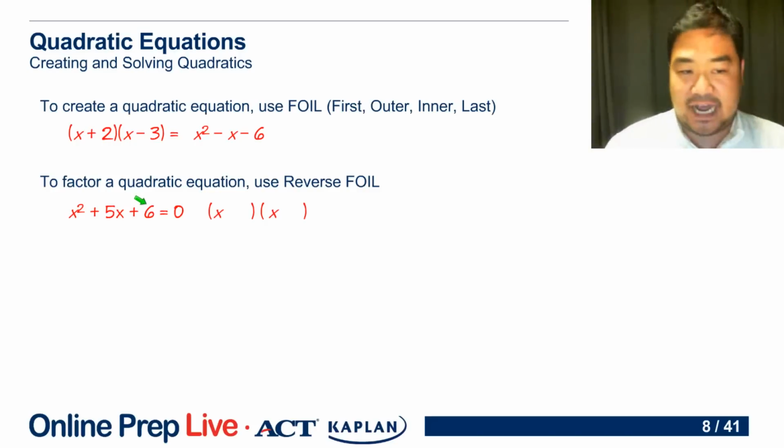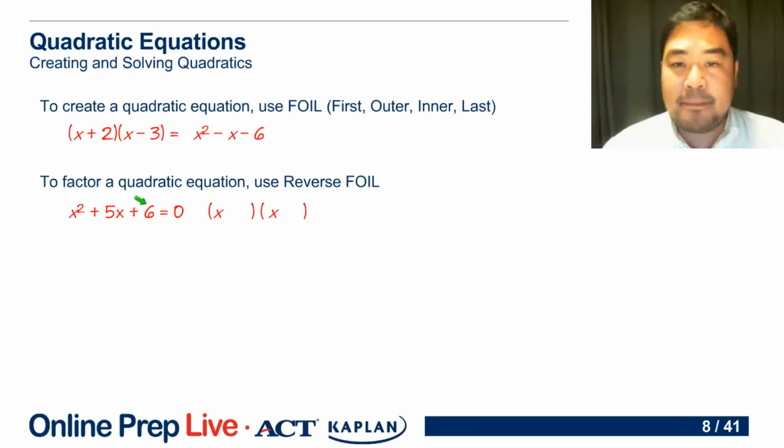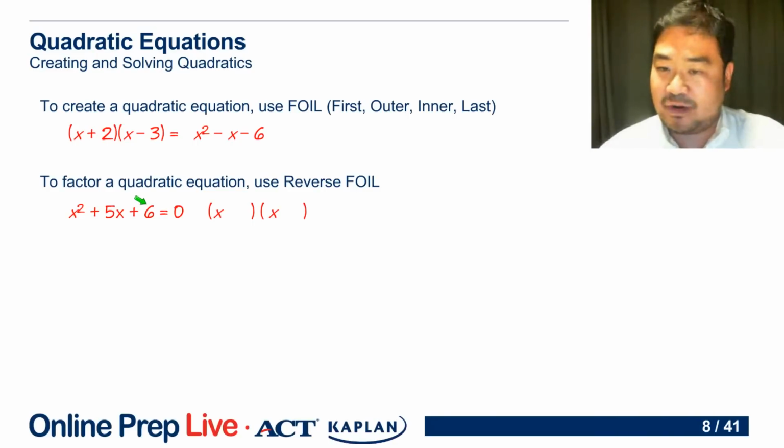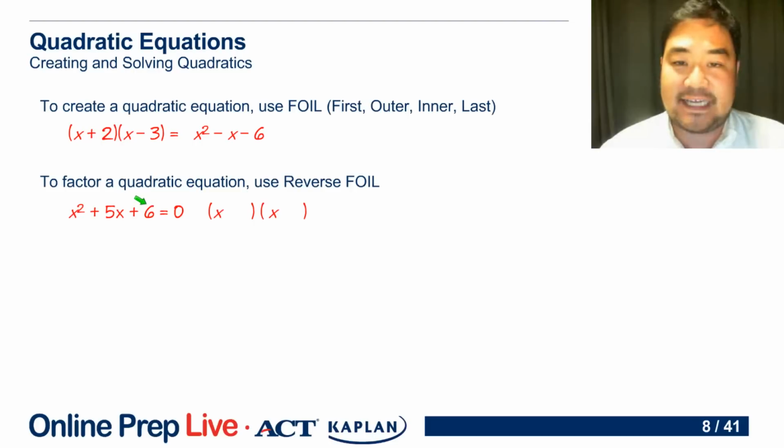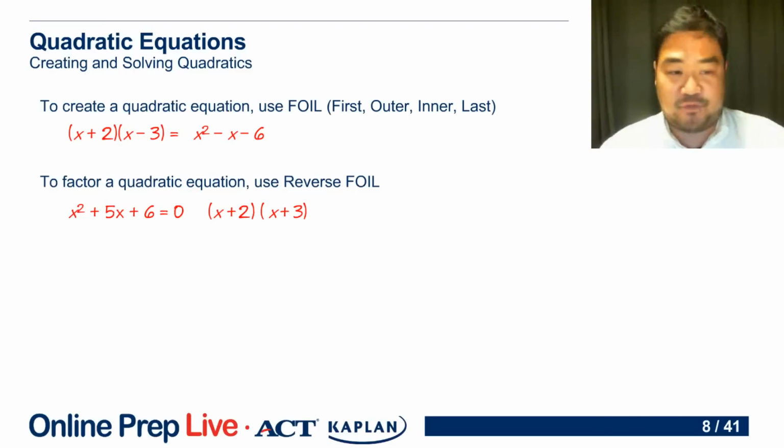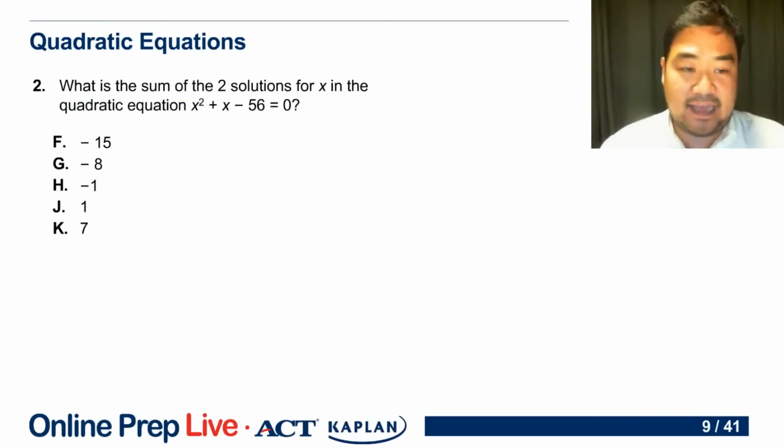Type that into the chat, please. What two numbers add together to get positive 5 and multiply together to get positive 6? Which two numbers will give you that? And yes, of course, it's 3 and 2. So x plus 2 and x plus 3, and there's your reverse foiling. That's the factored form of how to simplify that expression.